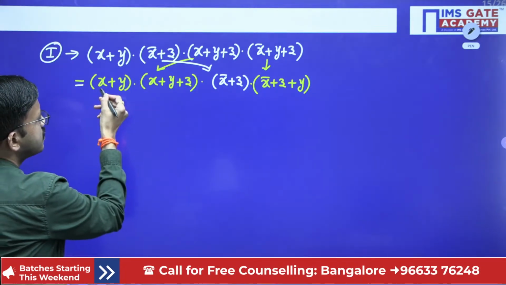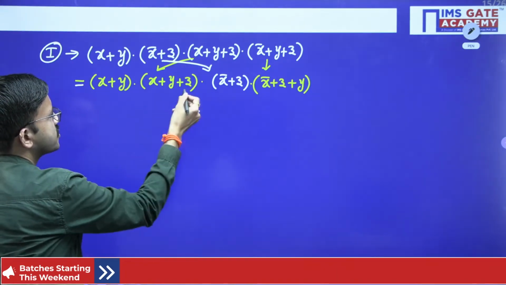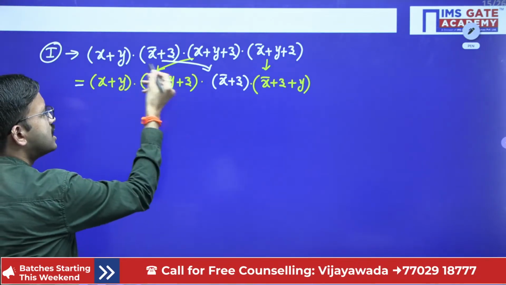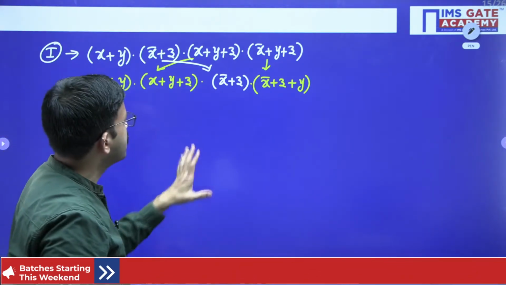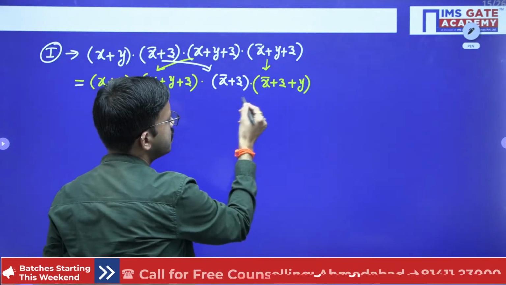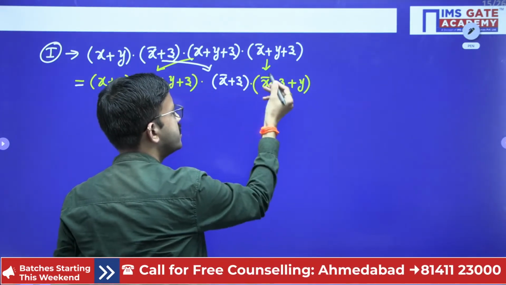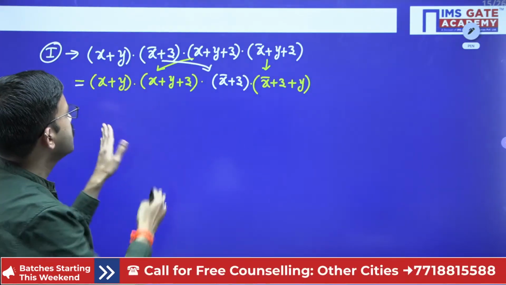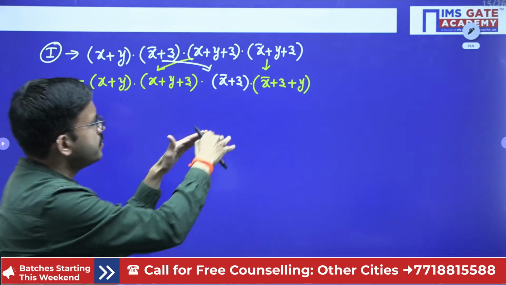You will consider x and multiply it with these three terms. Similarly, you will consider y and multiply it with these three terms. Similarly, for these two terms, x bar you will multiply with these three, and similarly z with these three. Like that, you will get some terms here, and similarly some terms here.